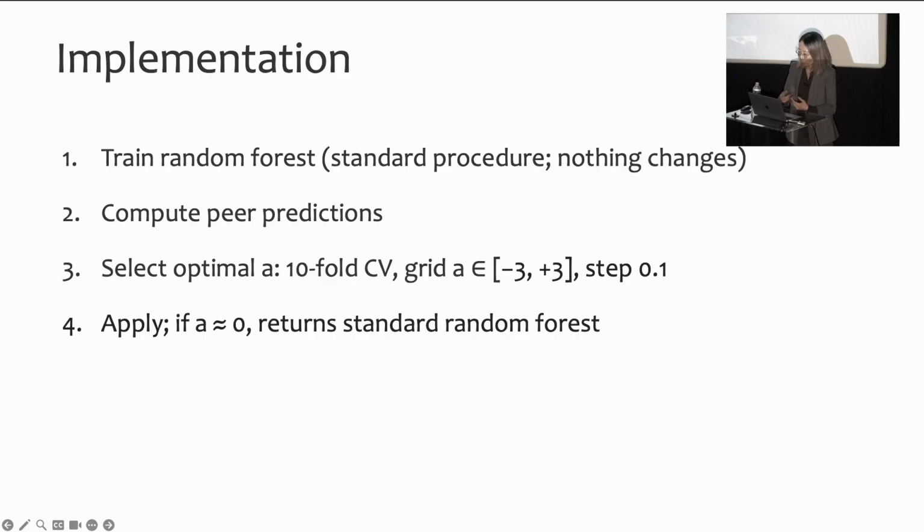On the training set, we scan from -3 to +3 in steps of 0.1 and choose the A that minimizes mean squared error across the folds. The negative range lets the method unpivot, if it ever helps. We just don't want to force a sign. And step 4 is just to apply it. If the optimal A picked by the cross-validation is near 0, then the formula just collapses back to the standard random forest. The worst case is that the method does nothing in expectation.